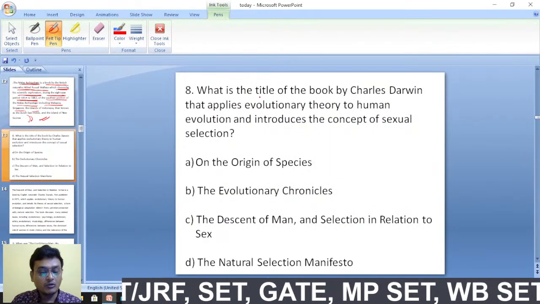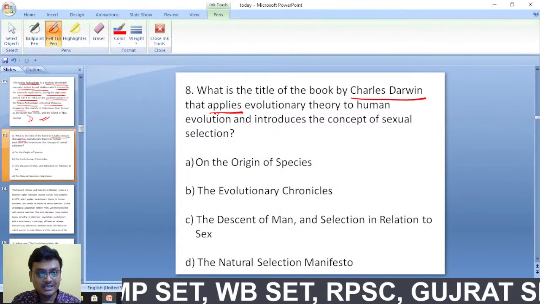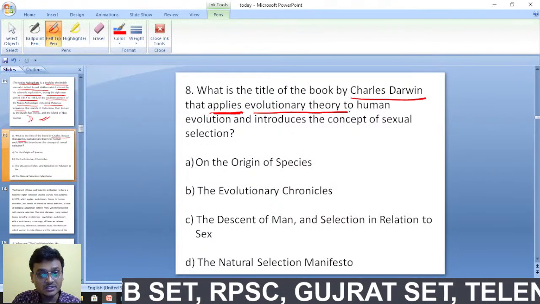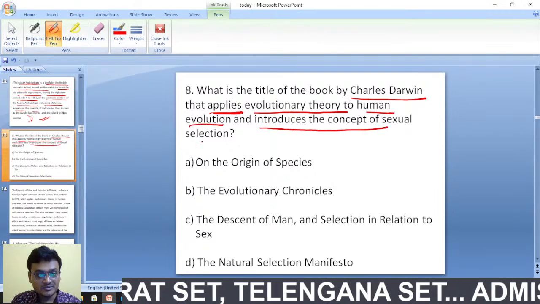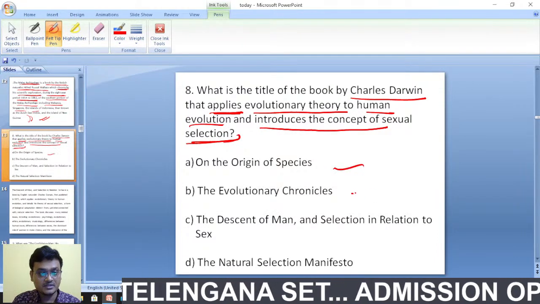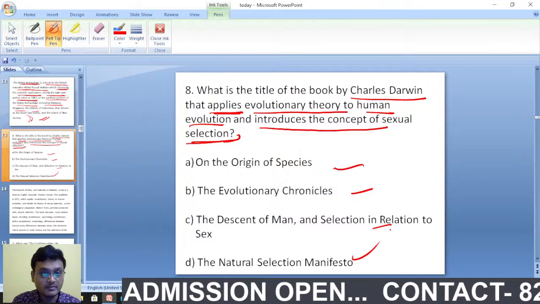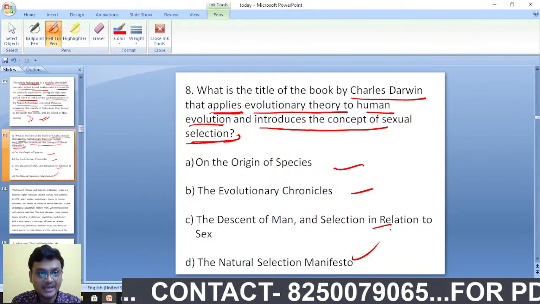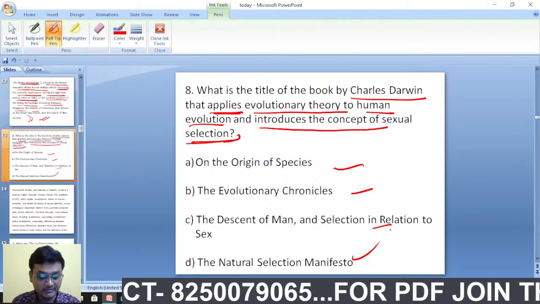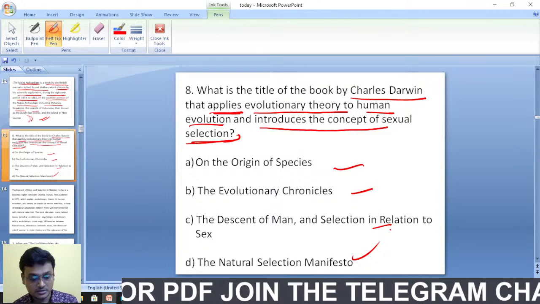Next question. What is the title of the book by Charles Darwin that applies evolutionary theory to human evolution and introduces the concept of sexual selection? Tell me. Read it out and answer. What is the title of the book by Darwin, applying the evolutionary theory to human evolution and introducing the concept of sexual selection?